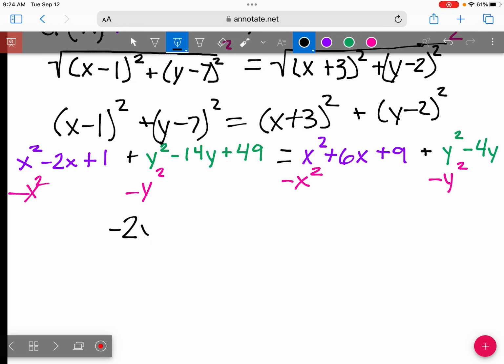I have minus 2x plus 1 minus 14y plus 49. So total over here is plus 50. And on the other side, I've got my 6x minus 4y plus 13. By getting rid of our squareds and combining like terms, it is already significantly less gross.